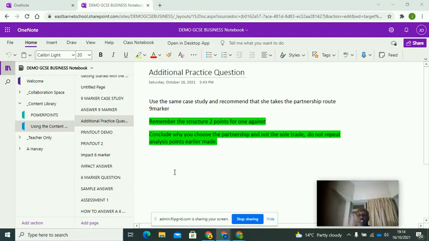Okay, so hopefully, guys, this is going to benefit you. If you follow this and you do well, use the case study, you should be getting top marks.